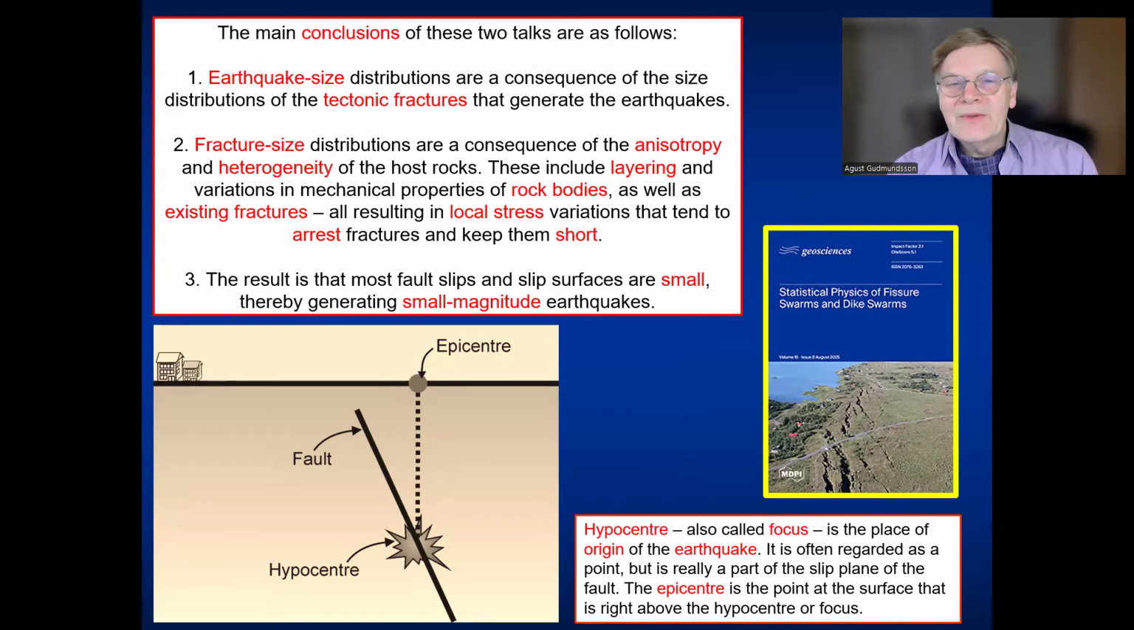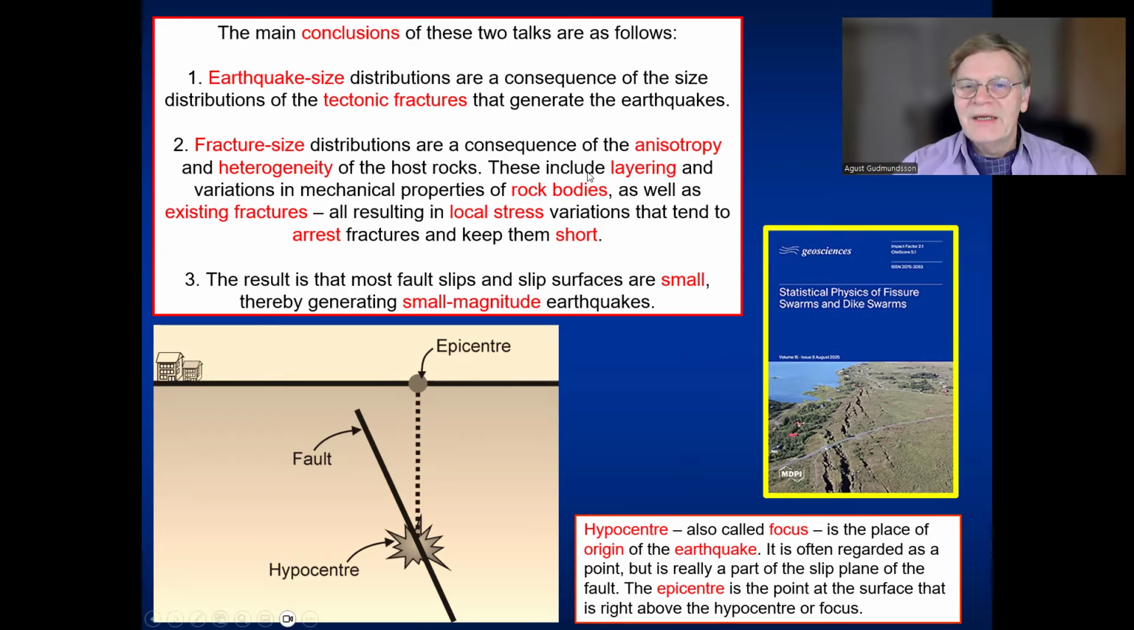So the main conclusions of these two talks I've given now on the tectonic fractures and the relations to earthquakes can be summarized as follows: that earthquake size distributions are a consequence of the size distribution of the tectonic fractures that generate the earthquakes. There's a linear relationship, as I discussed. And the fracture size distributions, which has been the main focus in this talk, are a consequence of the anisotropy and heterogeneity of the host rocks.